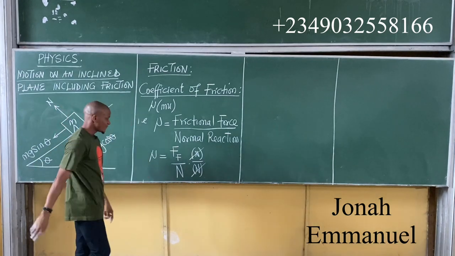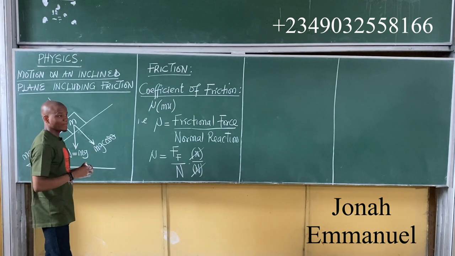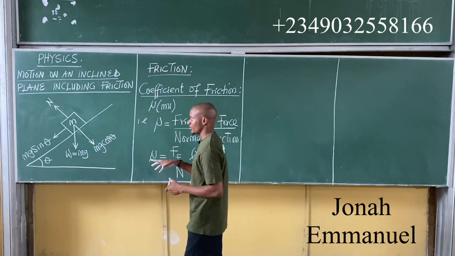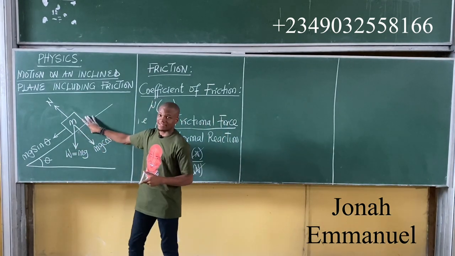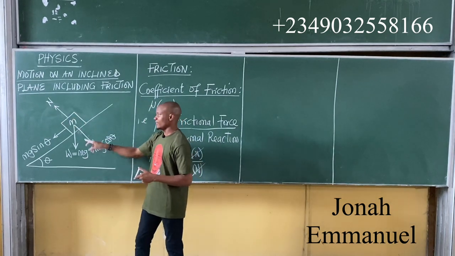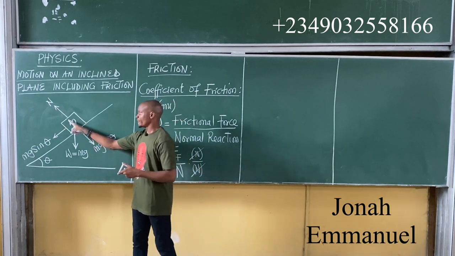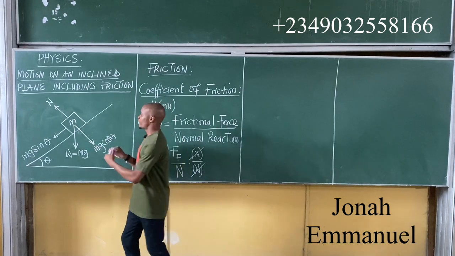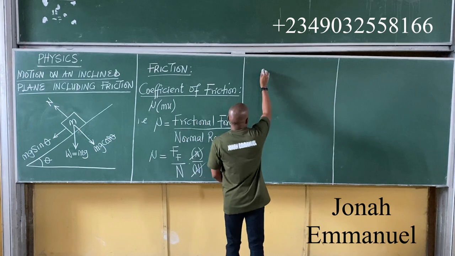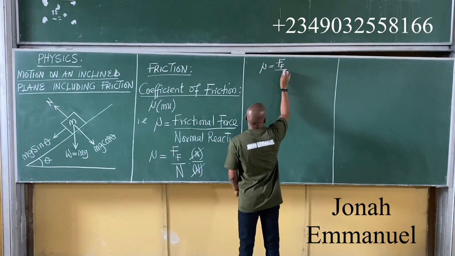Alright, so note this. Okay, so what next? In our previous class yesterday, we said for a body on an inclined plane, we have normal reaction this way, then we have this, and this one here is equal to this. It's equilibrium: upward force equal to downward force. So from this diagram, we can say mu is equal to F_F all over N.